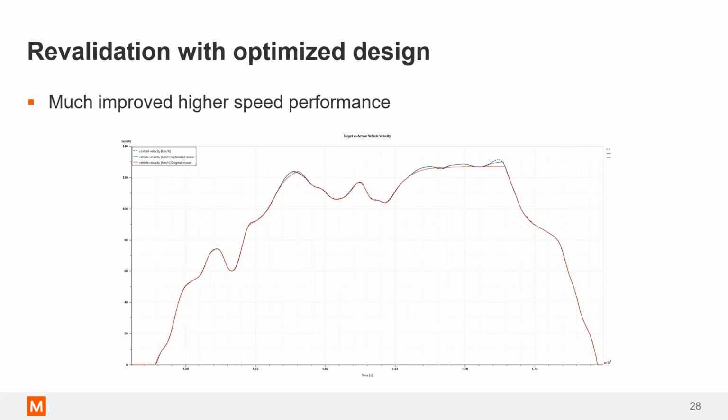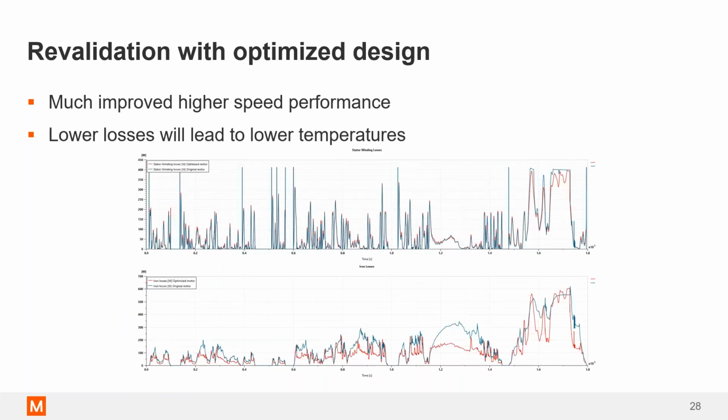But along with the higher speed performance that we got out of our new optimized design, we also saw much lower losses. So these are two plots of losses between our original motor and our optimized motor. The colors have flipped, I apologize, but we see much, much lower losses in the machine, particularly in the winding losses as we're pushing at the high speeds, and in the iron losses at the lower speeds as well. So as we're getting up to low speed, high speed, we're seeing a much more efficient motor. We're going to be running at a lower temperature.